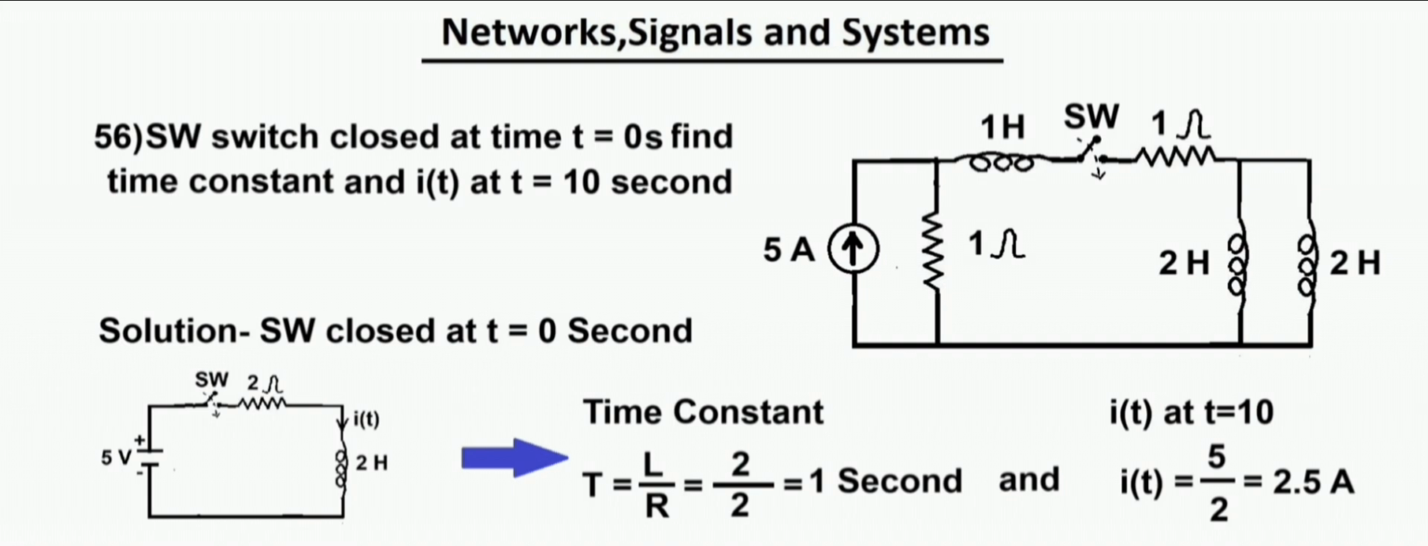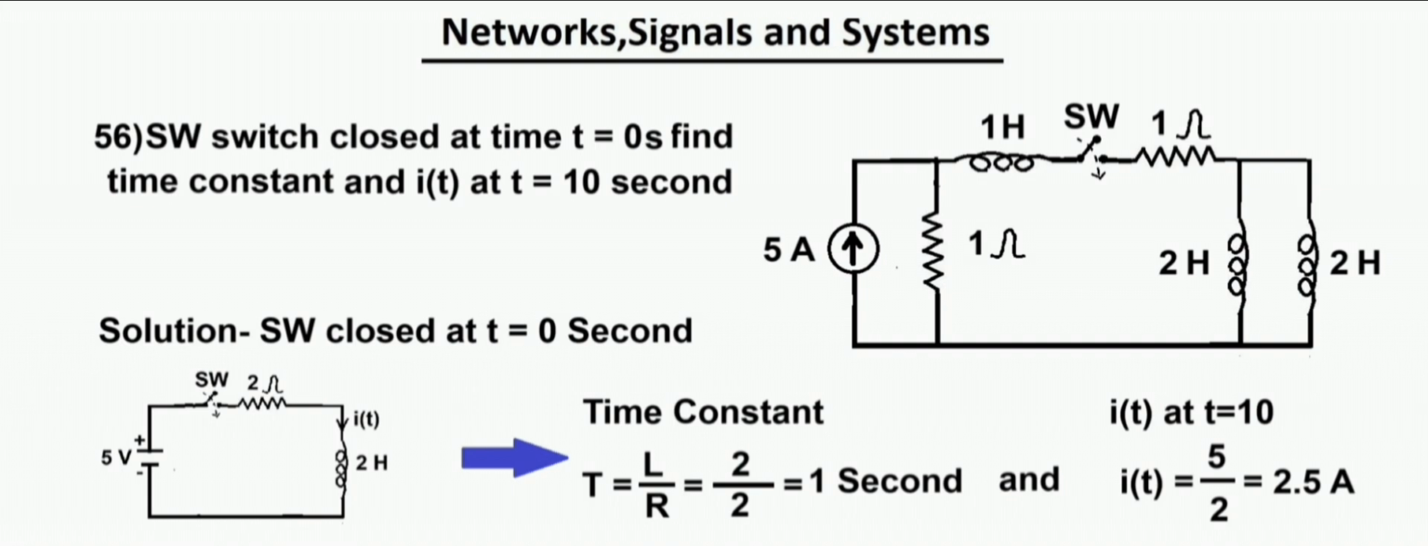Solution: as in the given circuit, a 5 ampere current source with a parallel 1 ohm resistor is connected with a 1 Henry inductor and switch SW, with a 1 ohm resistor and 2 inductors of 2 Henry in parallel.